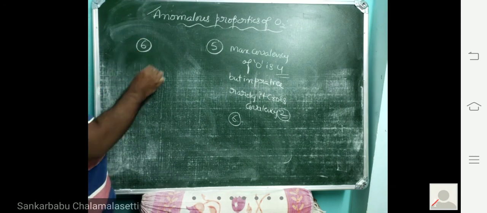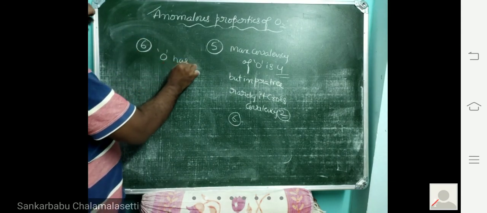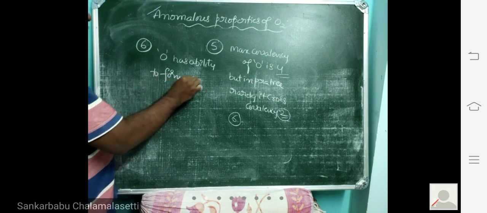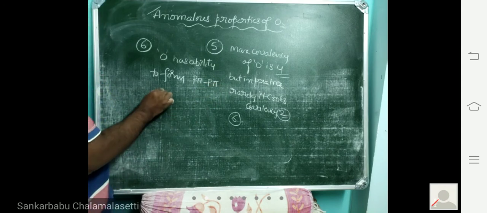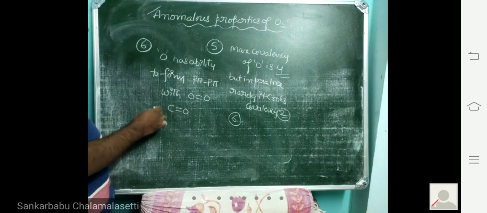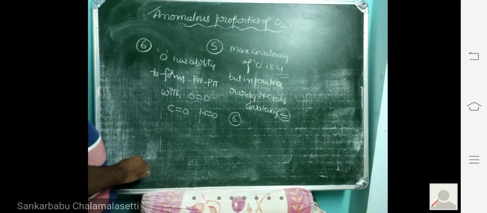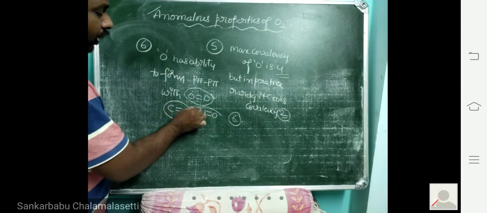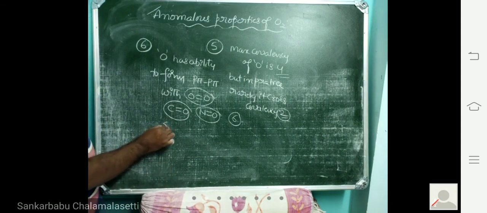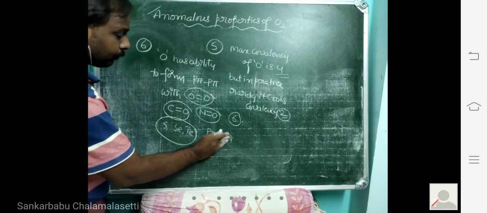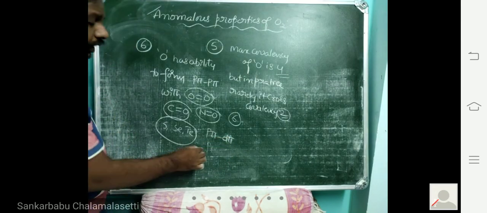Next anomalous property: oxygen has the ability to form p-pi multiple bonds with other oxygen or carbon or nitrogen, whereas other elements, that is sulfur, selenium, tellurium, have the ability to form p-pi along with d-pi.